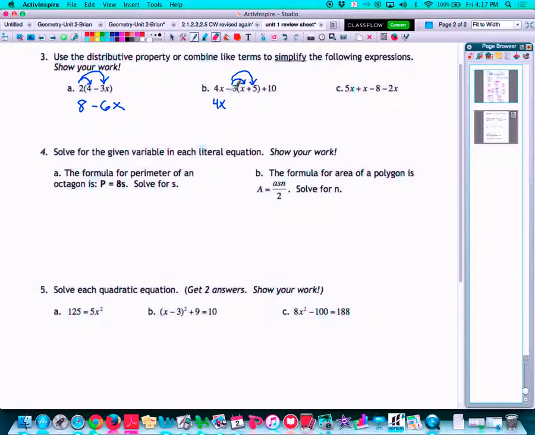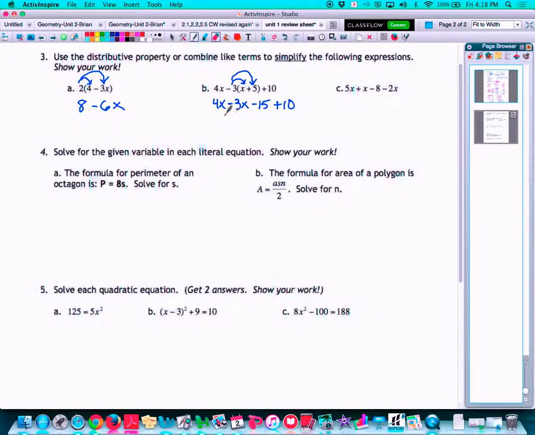So negative 3, think of this now as kind of like a negative 3. Negative 3 times x is a minus 3x. Negative 3 times 5 is a minus 15. So that subtraction sign kind of is like a negative sign when you're doing that distributive property. And then we've got the plus 10.